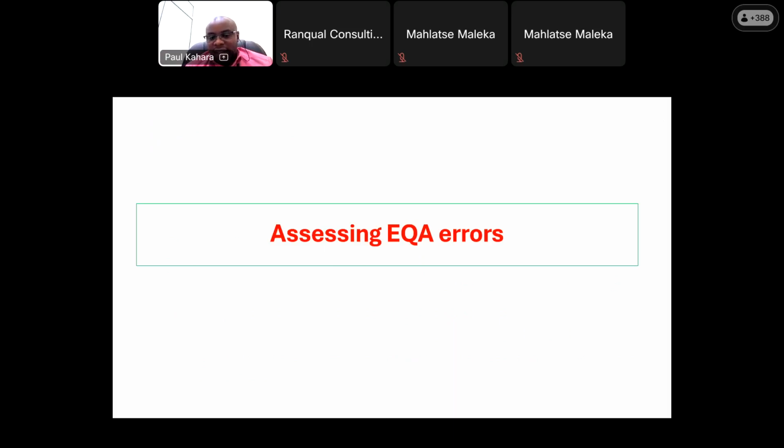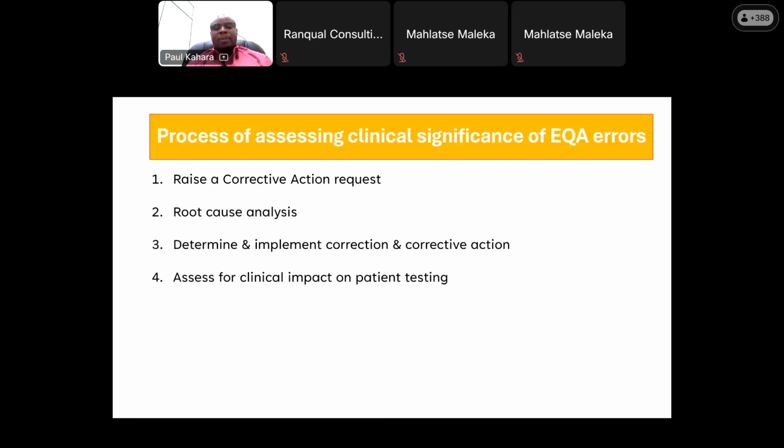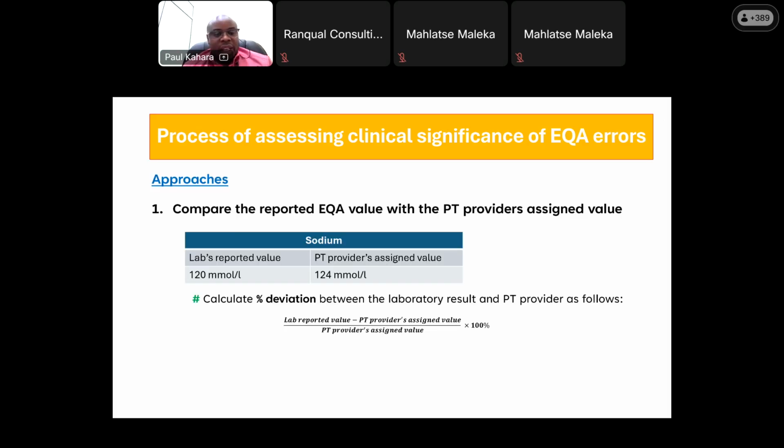Now, almost finally, for assessing EQA errors, the process is the same. You start by raising a corrective action request. You do a root cause analysis. You determine and implement correction and corrective action, and then you go ahead and assess for clinical impact, like we said in 7.3.7.3 part H and I.